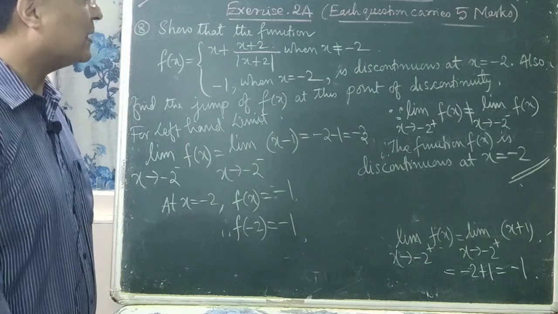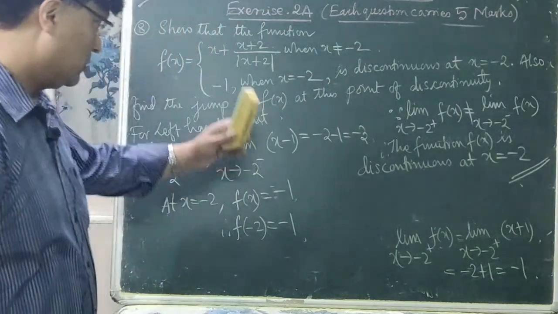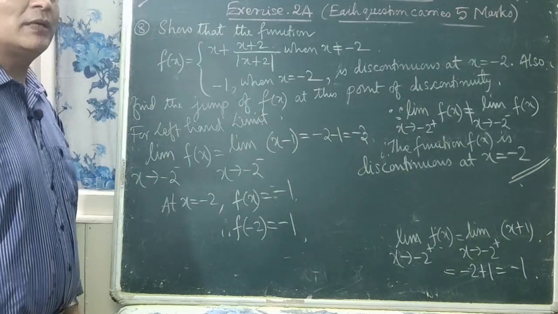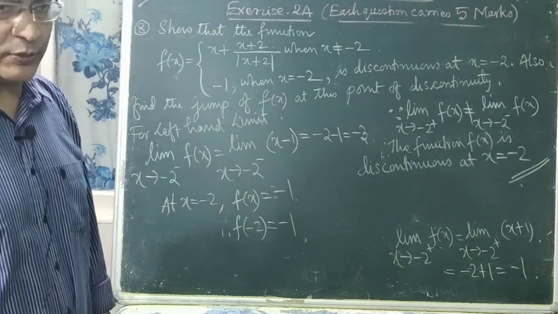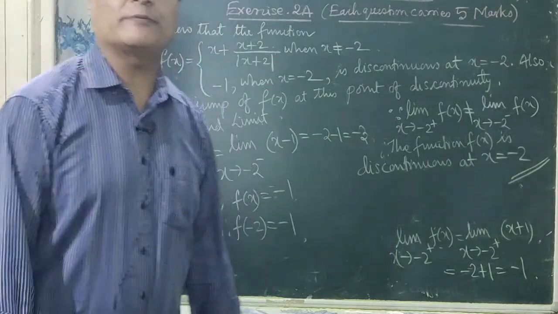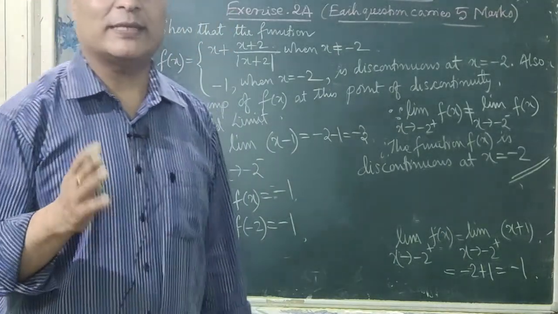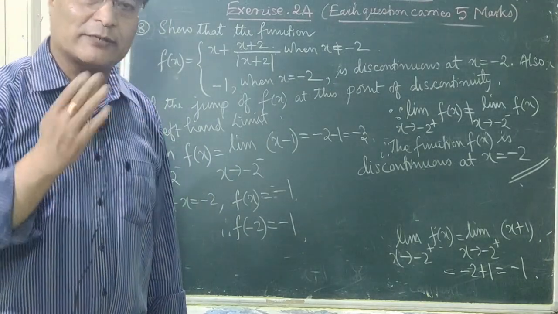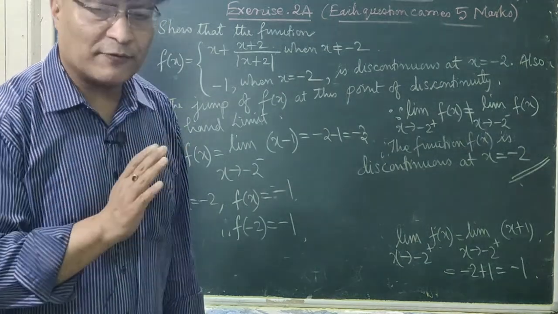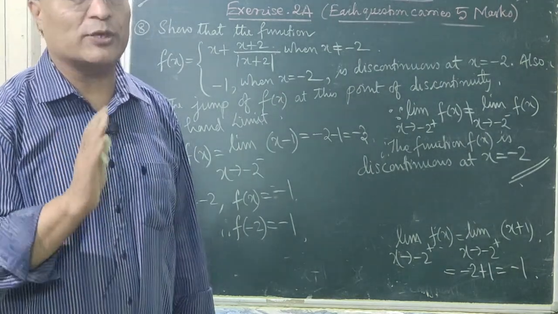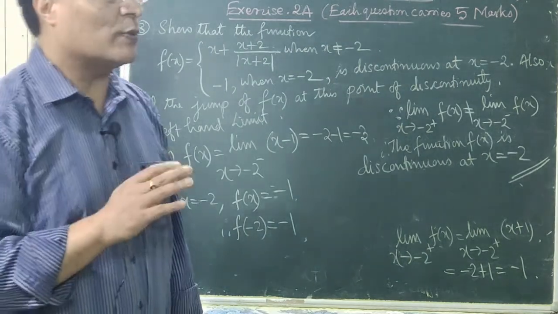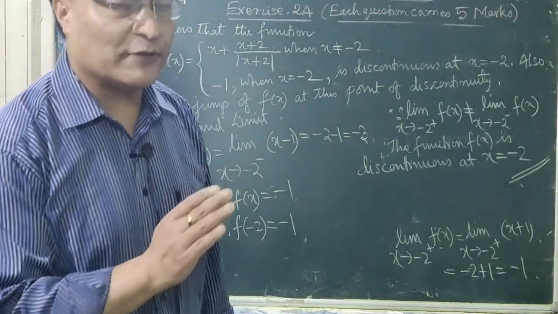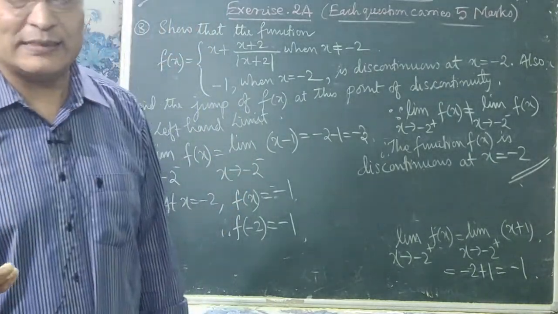So now what is to be done here? Also the second part is, you have to find out the jump of the function f of x at this point of discontinuity. So I told you the meaning of jump of the function. Jump of the function, how can you get it? That is the difference between right hand limit and left hand limit. If right hand limit is greater than left hand limit, then jump of the function is equal to right hand limit minus left hand limit, so that the jump of the function is always positive. Otherwise, if left hand limit is greater than right hand limit, so what is the jump of the function? Jump of the function is equal to left hand limit minus right hand limit.